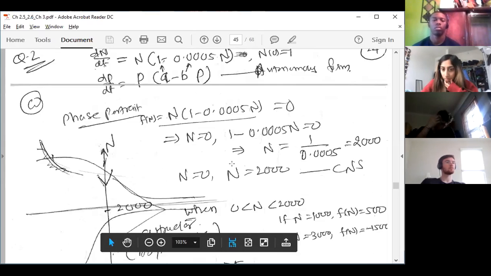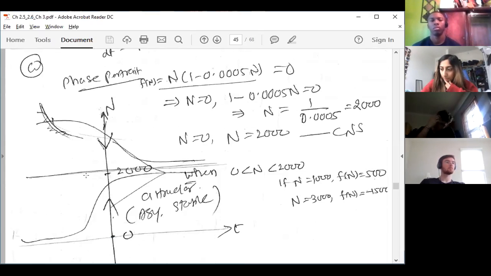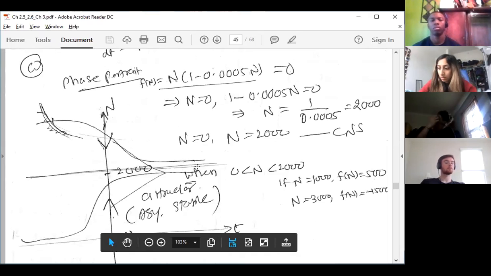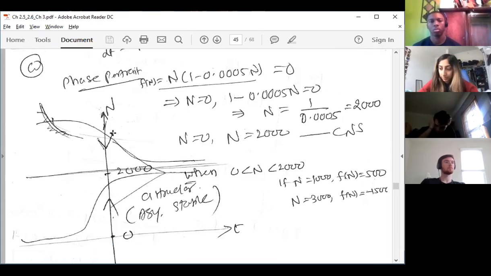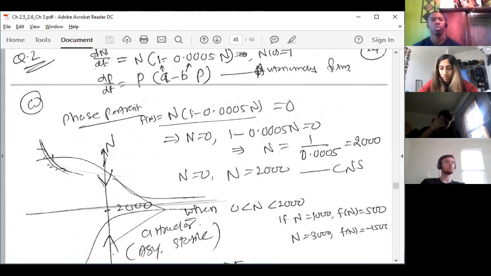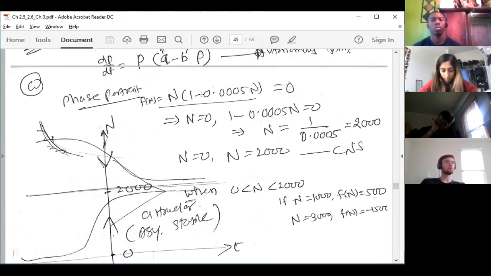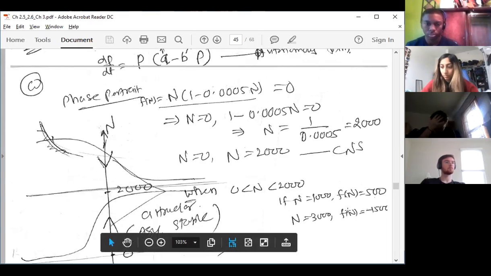Two critical numbers mean you will have three phases. One is n equal to 0 over here, and n equal to 2000. So two points mean we have phases: one over here, this phase, and the second one is this phase. Choose one number from here. Suppose I choose 3000. If I plug this value into my f of n, then if I choose n equal to 3000, my value will be negative. Look here, f of n is equal to about negative 1500.